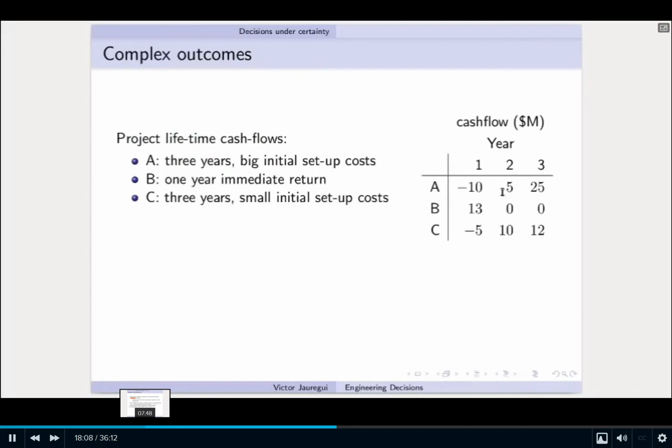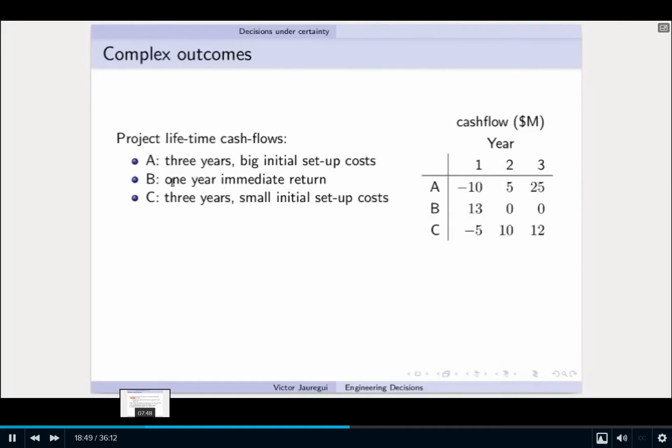Suppose, though, we break these projects down in terms of their lifetime and the cash flows during those lifetimes. So suppose project A is a 3-year project with a big initial setup cost. If we look at row A, that represents the choice of project A. In the first year, there's a big initial cost, and then we start making moderate revenues in the second year, and a big income in the final year of the 3.